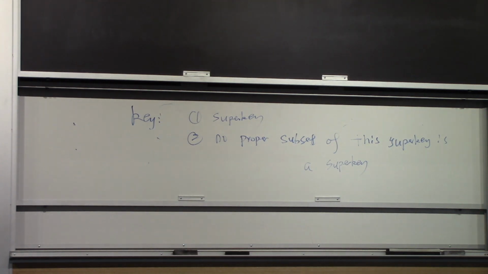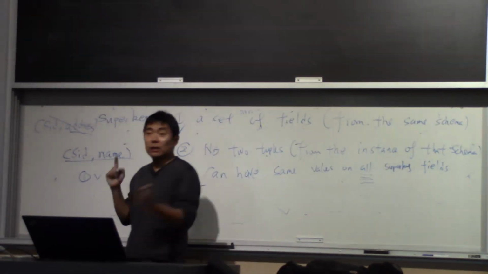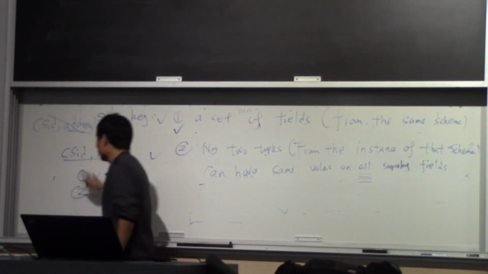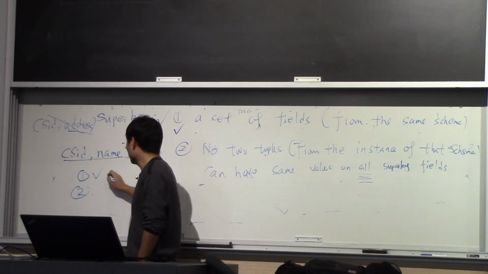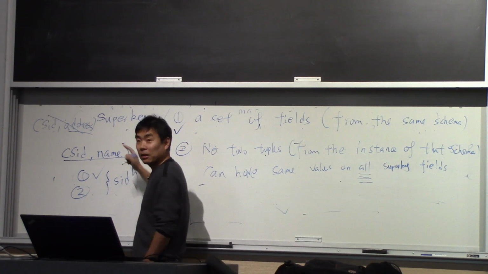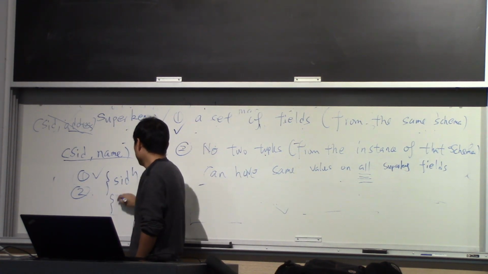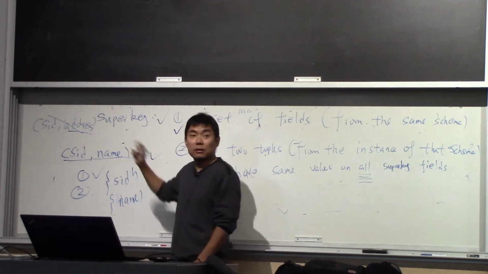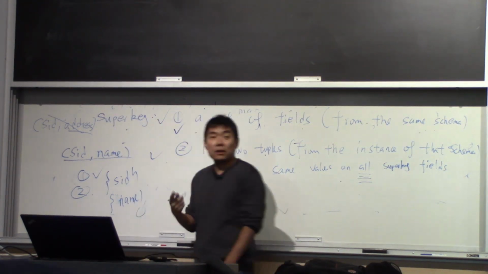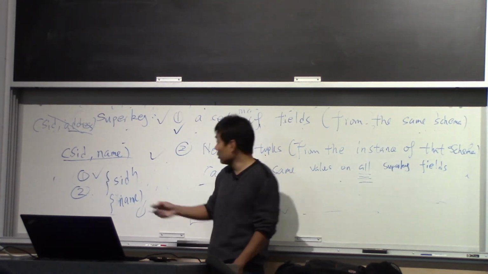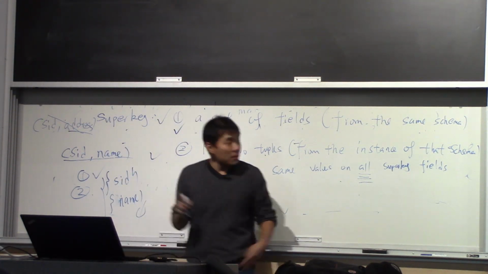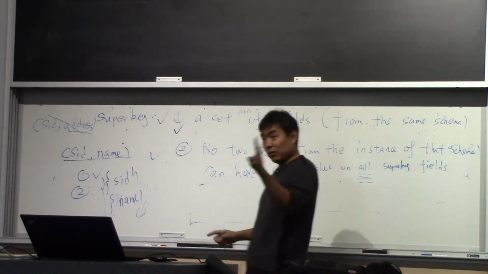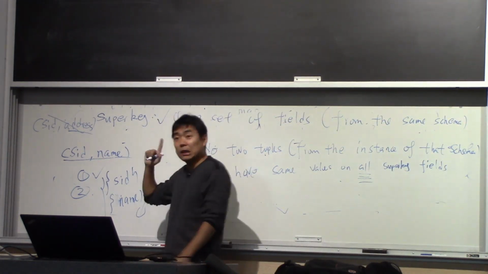So SID and name, constraint 1, satisfied. It is a superkey. Constraint 2, let's look at the proper subsets of this superkey. What are the proper subsets of this superkey? Well, I'm going to have SID, that's a subset of this. Name is another subset of this. What else I may have? I may have empty set as a proper subset of that. That's it. Those are the 3 proper subsets of this superkey. That make sense to you? And the requirement is none of them can be a superkey in order for this to be a key.